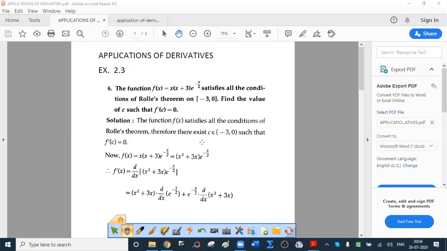This is not difficult, but because of three terms, actually we will reduce this to two, because if you open the bracket, this is just a polynomial and this is exponential. So f of x is x into x plus 3 into e raised to minus x by 2. That is x square plus 3x into e raised to minus x by 2. What is f dash of x? First function x square plus 3x into derivative of second plus second function into derivative of first.